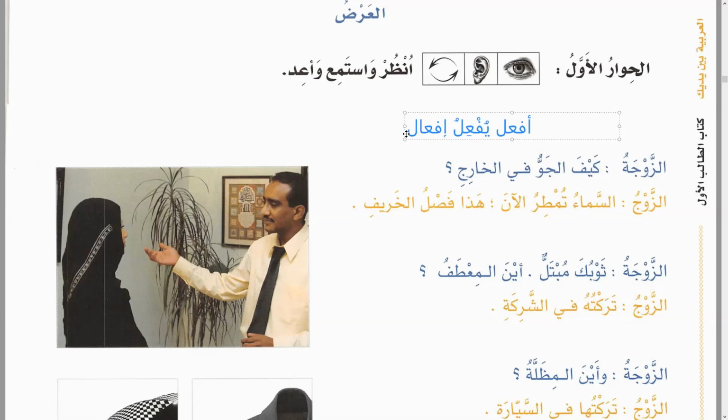Like nazala means he himself came down, anzala means he brought it down. So this is af'ala yuf'ilu, form 4, mazid fihi. Af'ala yuf'ilu, like aslama yuslimu, and similar patterns. This is amtara yumtiru, to rain, and imtar is the masdar, or sometimes you use the 3-letter form of the masdar, matar.